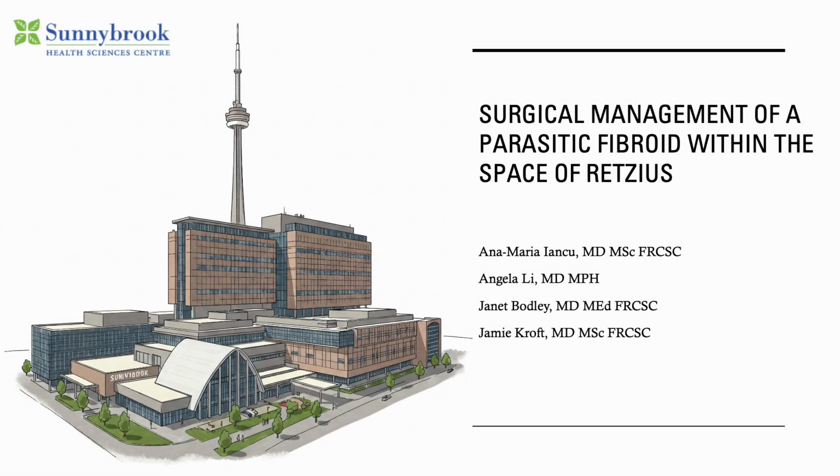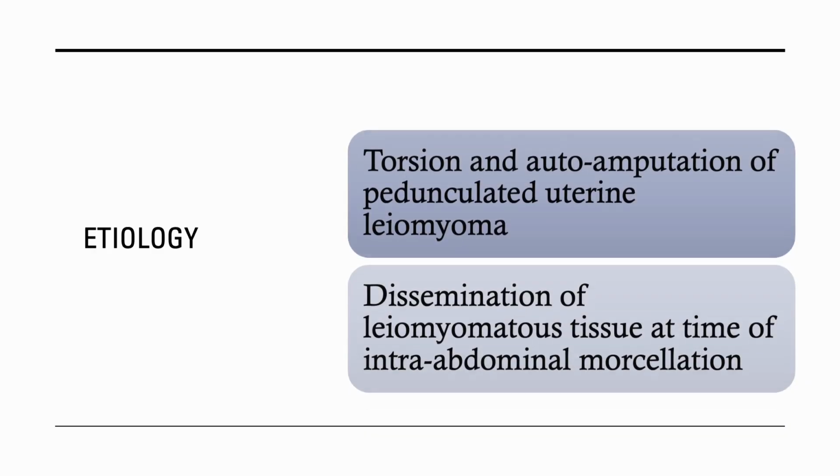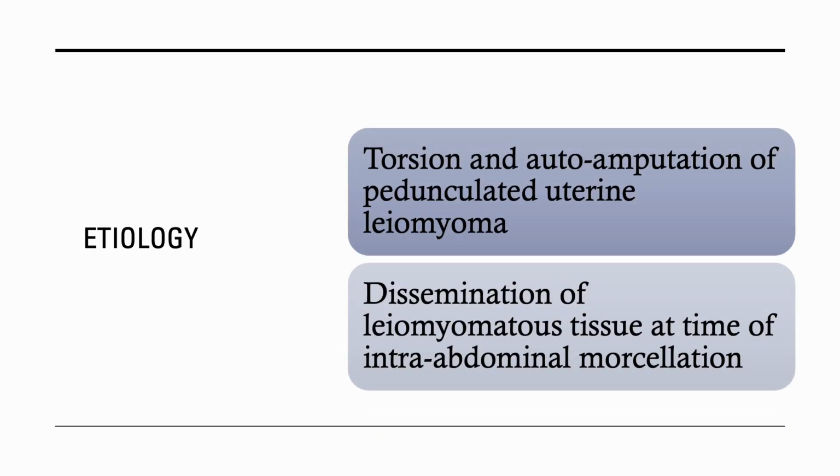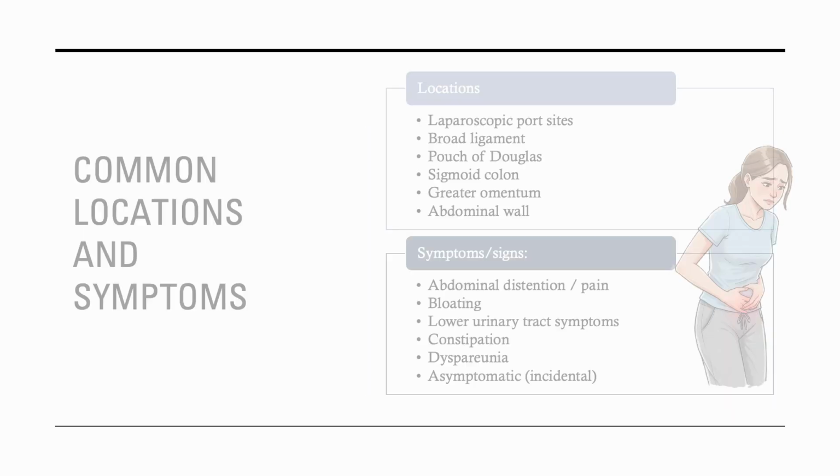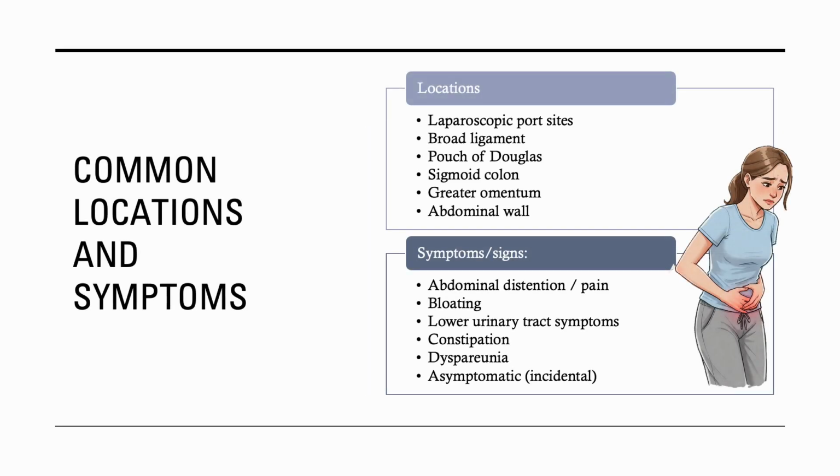Today we're going to review a video of our surgical management of a parasitic fibroid within the space of Retzius. Parasitic fibroids account for less than 1% of all fibroids. They arise either by auto-amputation of a pedunculated fibroid or through tissue dissemination at the time of surgery. Such fibroids have been found in a variety of anatomic locations, and symptomatology and potential complications vary with these locations.